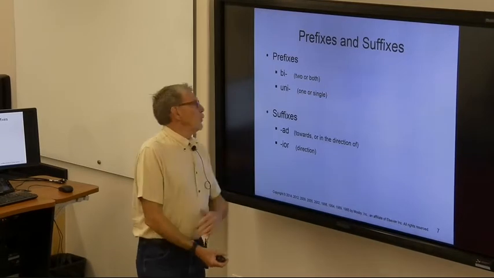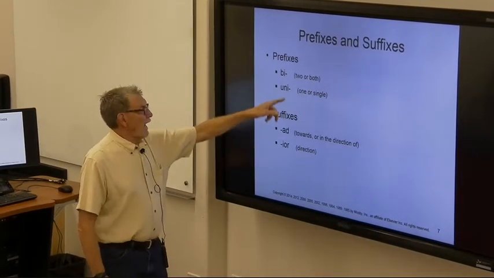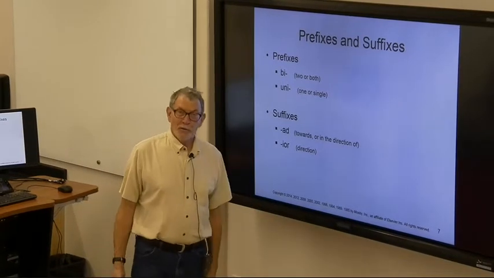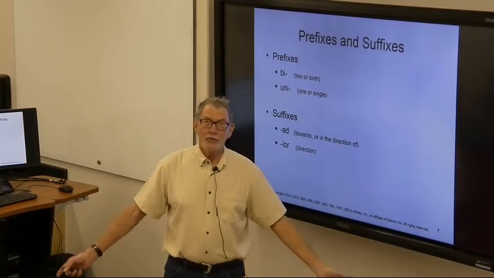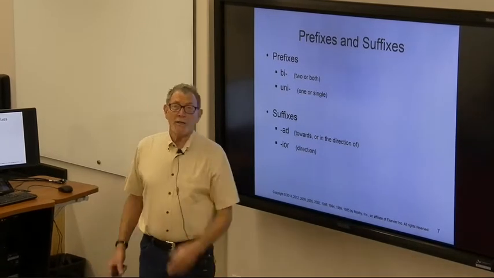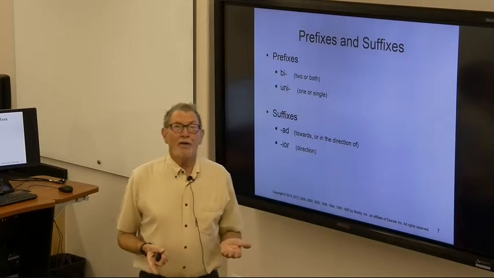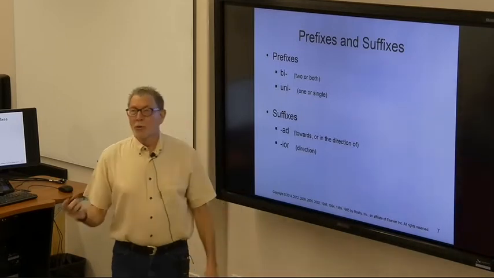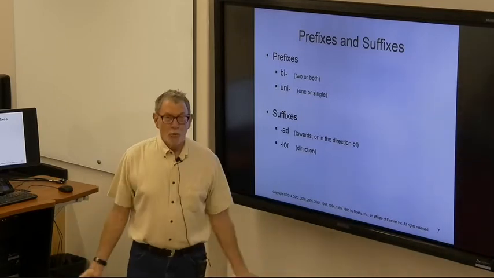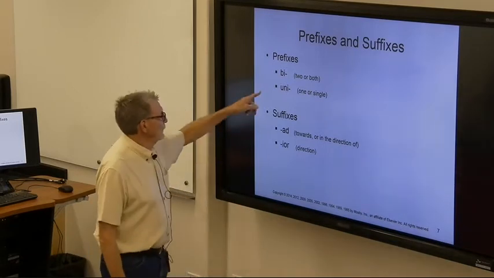To some of those, we'll add a few prefixes and suffixes. Bi means both. Bilateral means both sides. Unilateral means one side. Unilateral blindness means you're only blind in one eye. Bilateral, you're blind in both eyes. Unilateral paralysis. Bilateral paralysis. You're paralyzed on both sides.